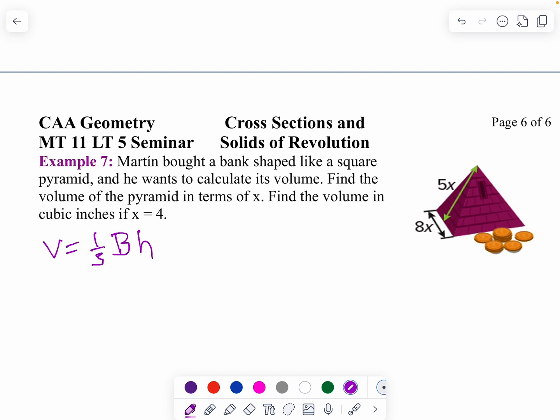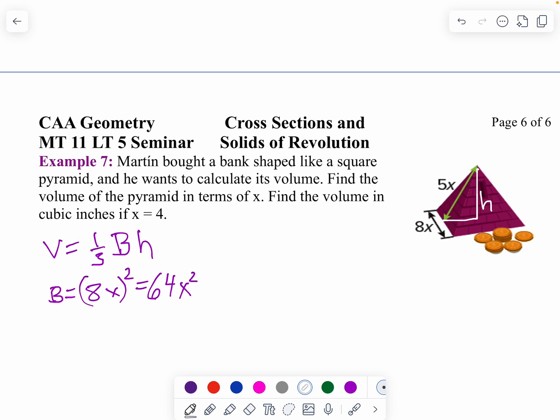So the first thing I'm going to do is find the area of my base. Now the area of my base, it's a square, so I just take 8x and I square that in terms of x, so I get 64x squared. And that sounds pretty simple so far. However, we don't know the height, do we? That's what makes this problem a little bit more interesting, because I know the slant height, but I don't know the height.